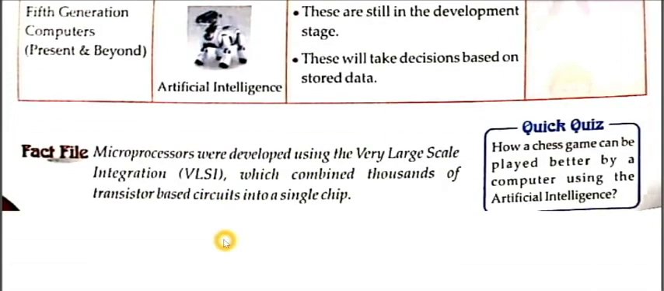Microprocessors were developed using very large scale integration, VLSI, which combined thousands of transistor based circuits into a single chip. And slowly, nowadays we are using the ninth generation of microprocessor.